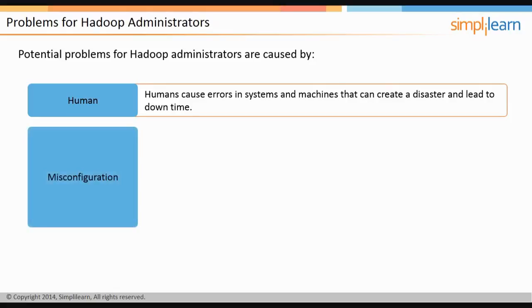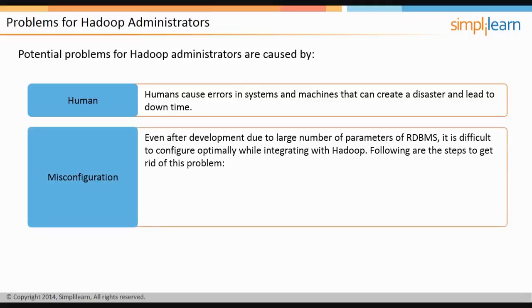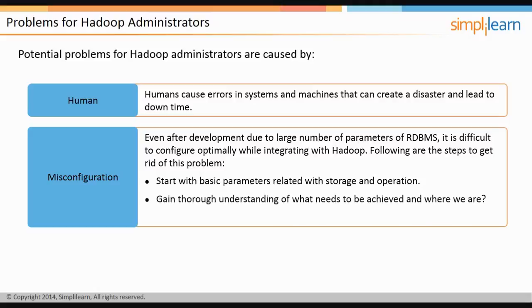Misconfiguration is another problem that Hadoop administrators come across. Even now, after so much development in Hadoop, it is considered a young technology. Let us look at the solution to this problem. You need to perform the following steps to get rid of misconfiguration. Start with basic parameters related to storage and operation. Gain a thorough understanding of what needs to be achieved and where we are. Do a lot of trial runs before moving on with changes in the production environment.